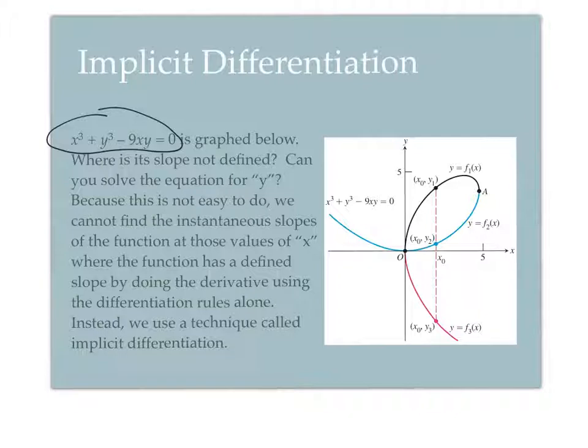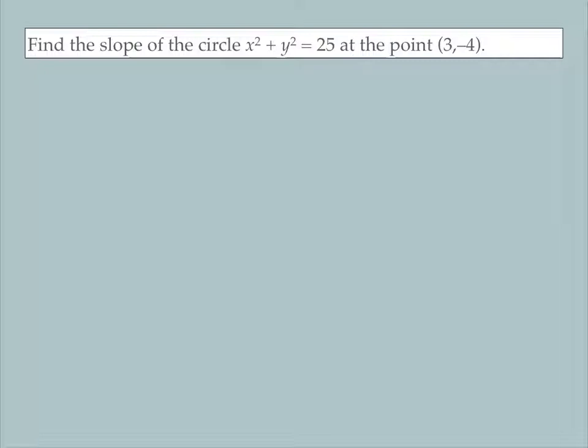So you can tell it's a question like this when you have an equation where you can't solve for y, or that solving for y would be hard even. Usually there's x's and y's mixed together, like here where we have 9xy. If I see something like that, I know it's implicit differentiation. Okay, so let's look at a couple, and I'll show you how to do it.